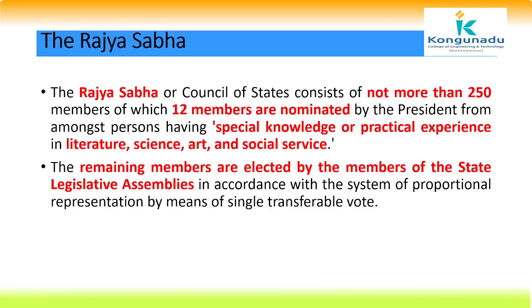If the government wants a new environment protection law, the bill is passed in Lok Sabha, then it goes to the Rajya Sabha. Rajya Sabha discusses it and may suggest changes, and if the majority agrees, the bill goes to the President. This shows Rajya Sabha's role in law making.